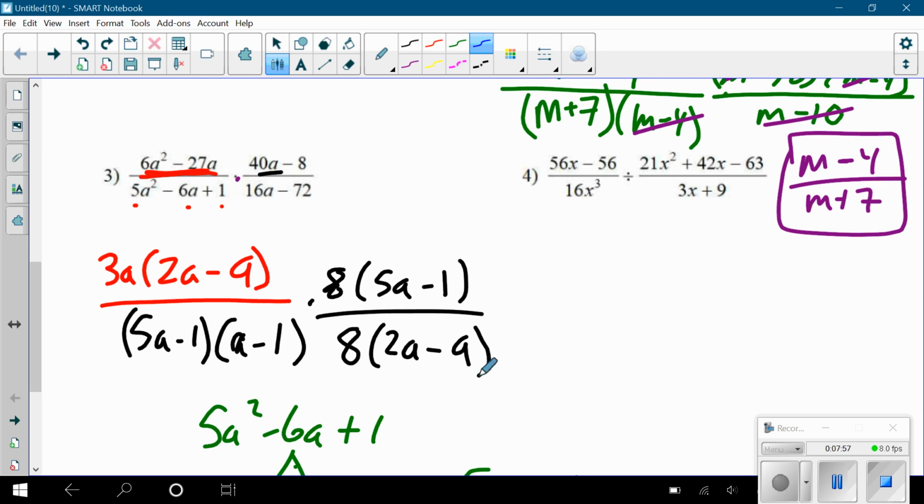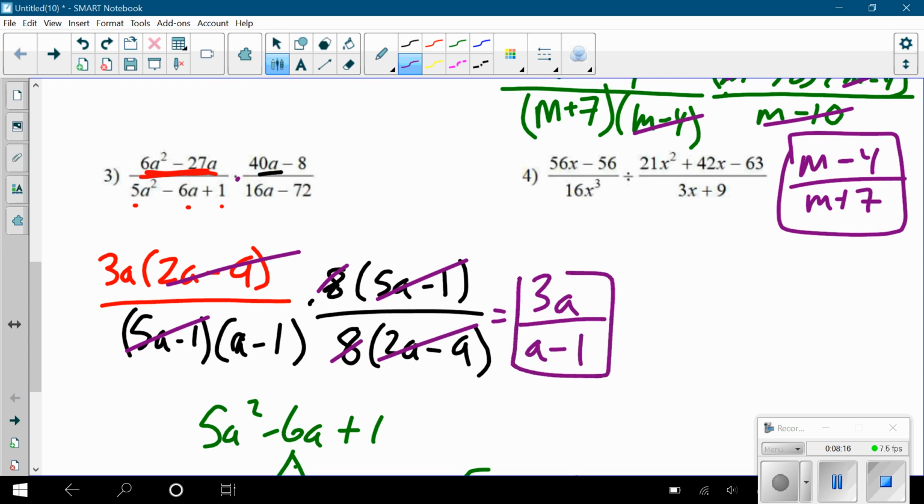Cool. I factored everything, and now I can start crossing stuff off. Boom, boom, boom, boom, boom, boom, and I'm done. Okay. What I'm left with on top is a 3A. What I'm left with on the bottom is an A minus 1. Cool. And that's my answer.